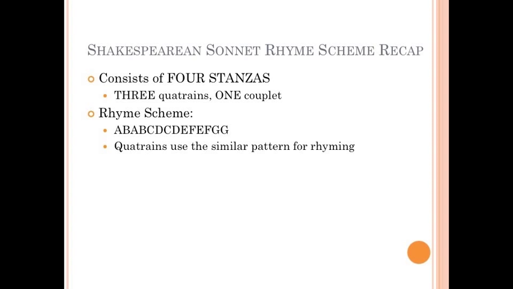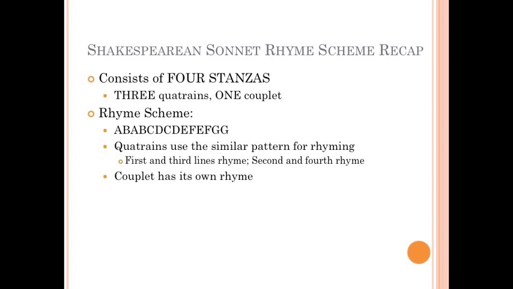Now quatrains use a similar pattern for rhyming, in which the first and the third lines rhyme and the second and the fourth rhyme with each other. But the couplet has its own rhyme, in which the first and second line rhyme with each other.